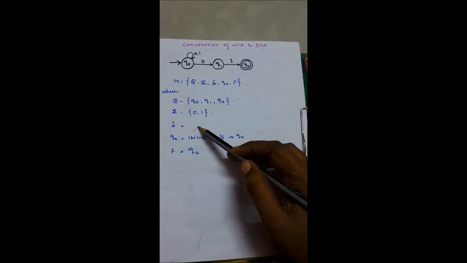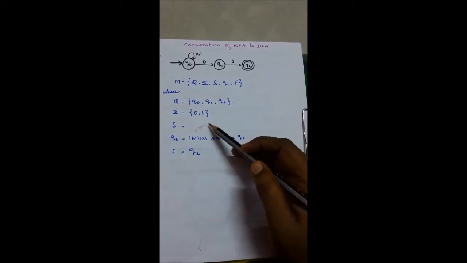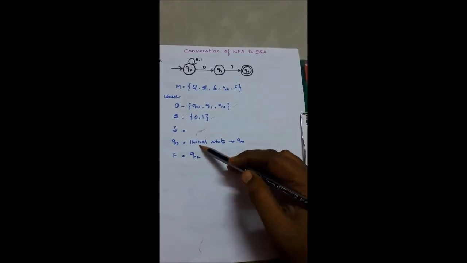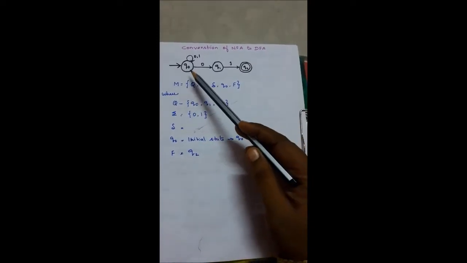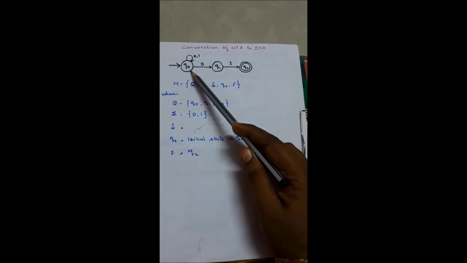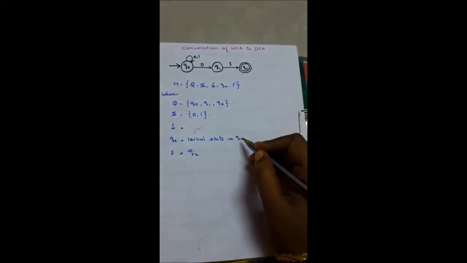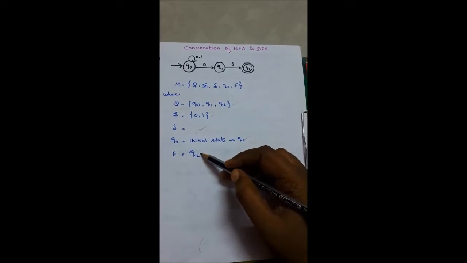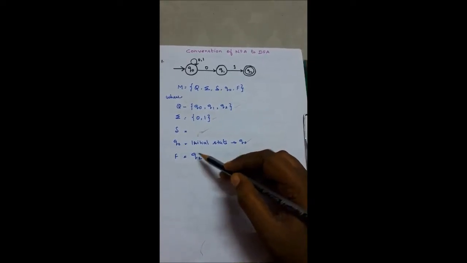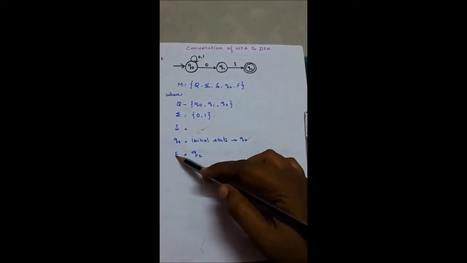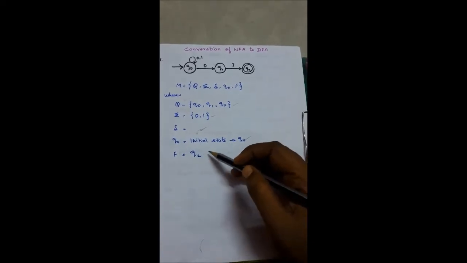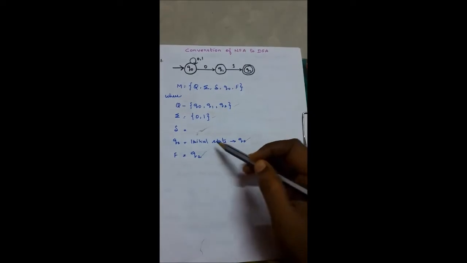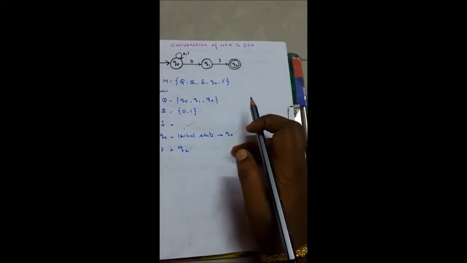So this particular transition is converting the NFA to DFA, and Q0 is the initial state. Here according to the diagram Q0 is the initial state, so I have written Q0 is the initial state. And next one, F means set of final states. Here Q2 alone is the final state, so I have mentioned Q2 as a final state.